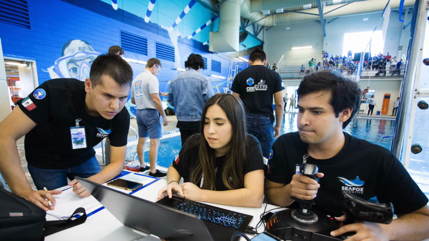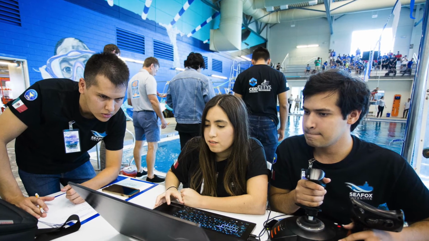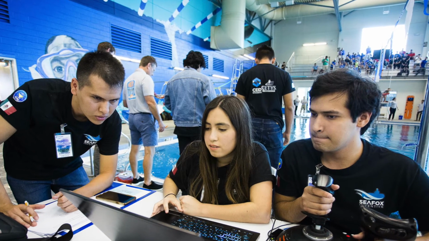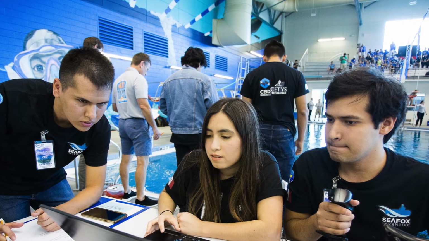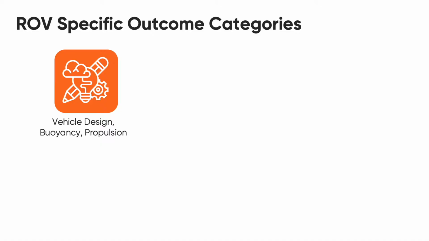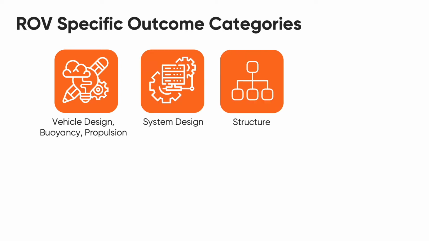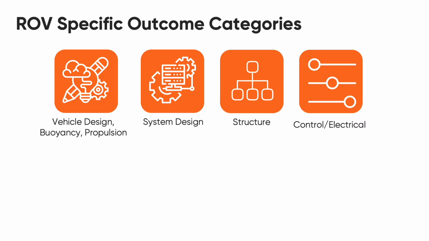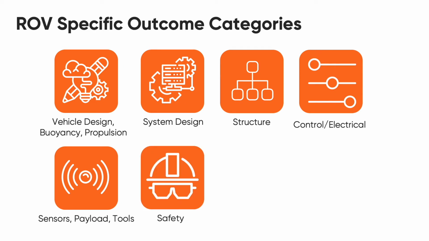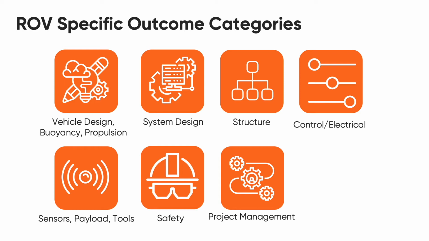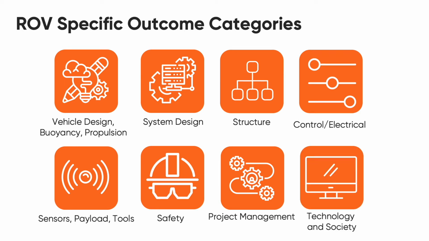eCompete also has ROV-specific outcome categories that align with criteria used by competition judges and can be used to help assess the students' levels of understanding of key technical concepts. These ROV-specific outcome categories include vehicle design, buoyancy and propulsion, system design, structure, control and electrical systems, sensors, payload and tools, safety, project management, and technology and society.